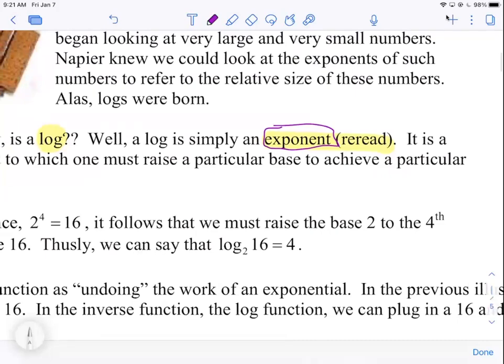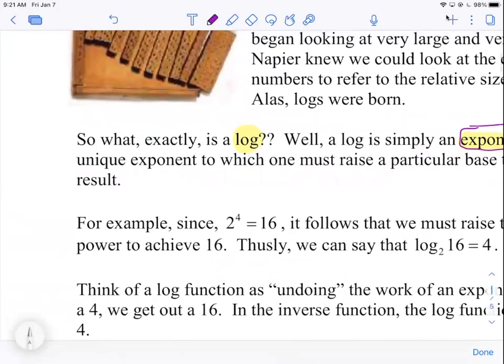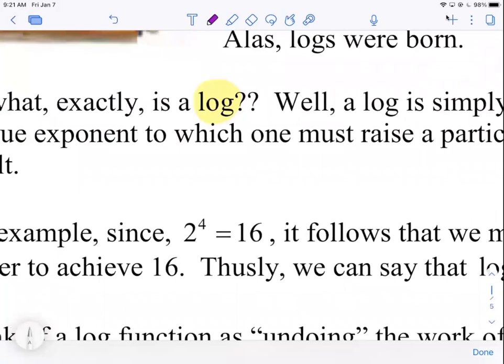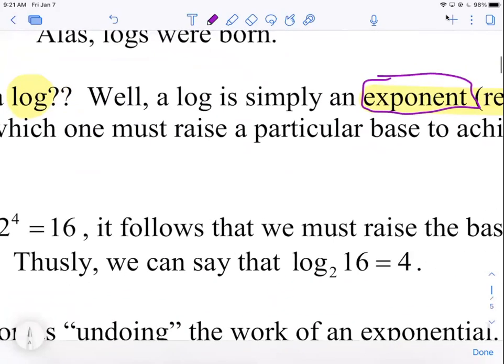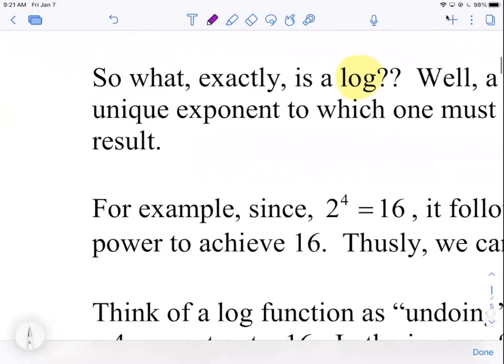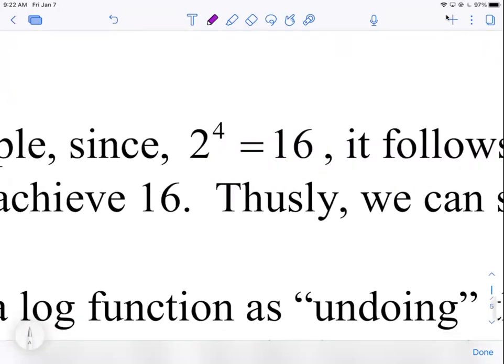It's a special exponent. It is a special exponent to which one must raise a particular base, like 10, to achieve a particular result or a particular number. Okay, that's all a log is. It's the exponent that you have to raise a particular base, like base 10, or we'll use base e, to get a result. Okay. For example, we know that 2 to the 4th is 16, right?